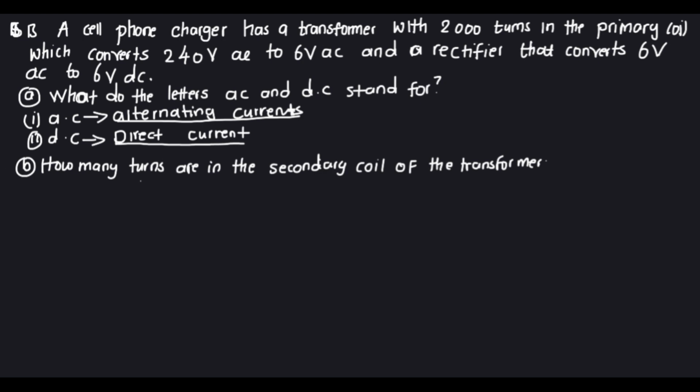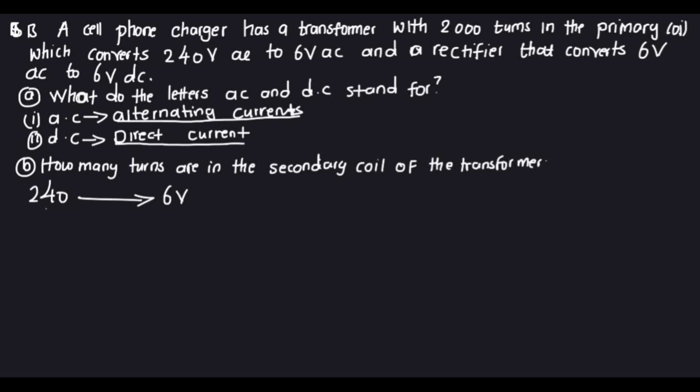How many turns are in the secondary coil of the transformer? Now let's look at what type of a transformer are we dealing with. So we are dealing with a step down transformer. Why? The input voltage was 240. Then this transformer was able to produce 6 volts. So the voltage on the primary coil is 240, while the voltage on the secondary coil is 6 volts. So whenever you have a lower voltage on the secondary coil than on the primary coil, you are dealing with what we call a step down transformer.